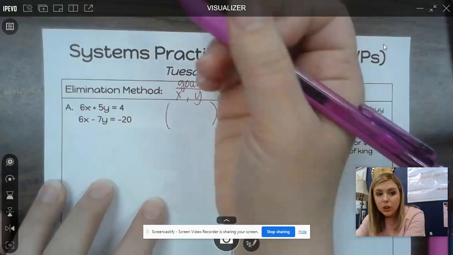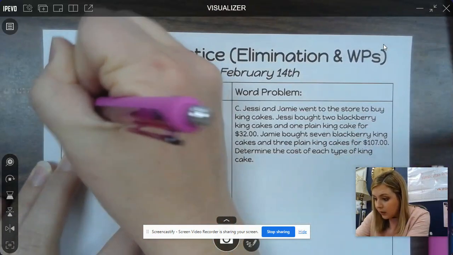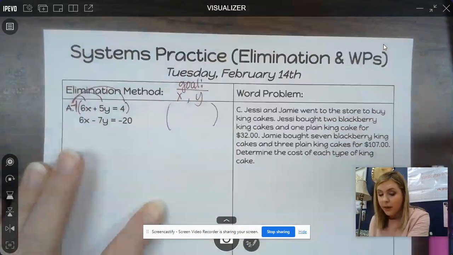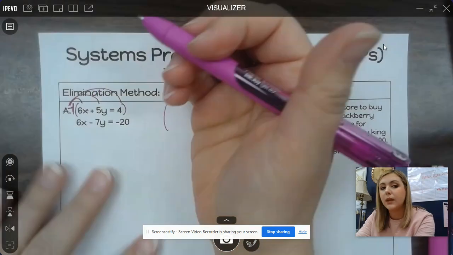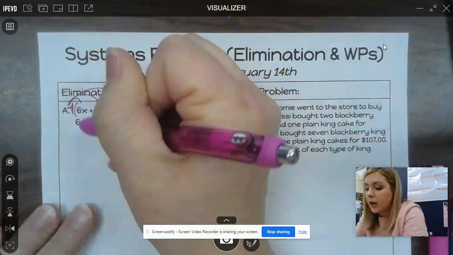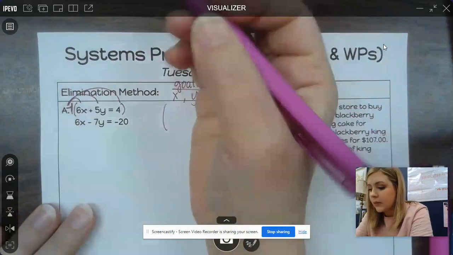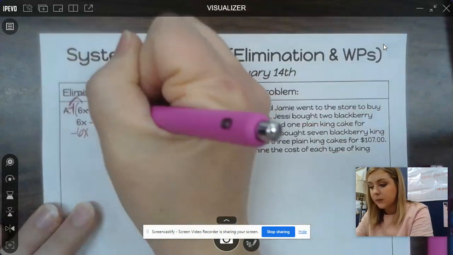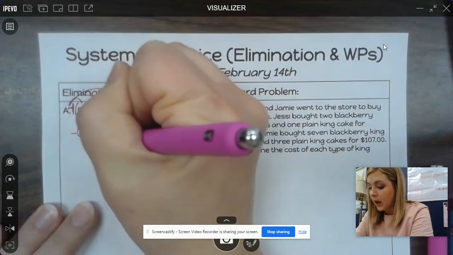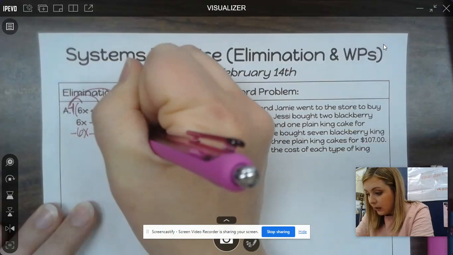It doesn't matter which equation, but you're going to take one of these equations and multiply the entire thing by -1. And when we do that, we're able to now have 6 and -6, which is able to eliminate. So it's worth that little step. I'm going to write it underneath right here so I can easily cancel it with the bottom one and say that -1 times 6x is -6x. -1 times 5y is -5y. And -1 times 4 is -4.